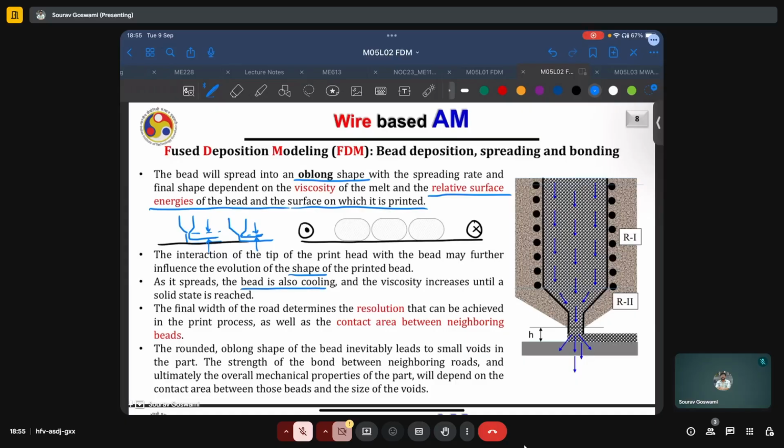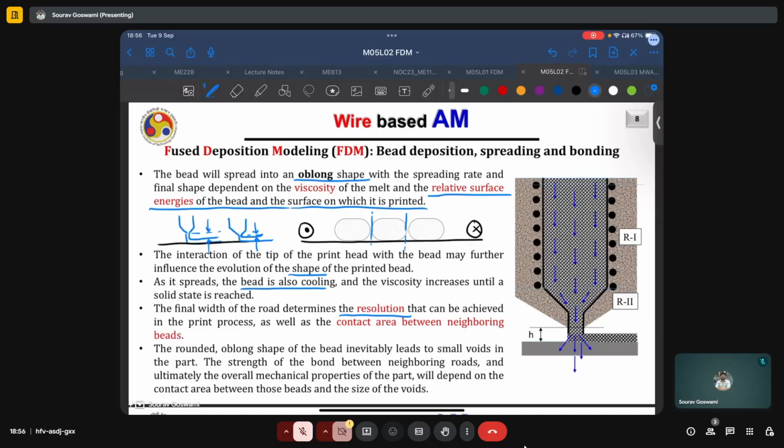The final width of the rod determines the resolution that can be achieved in the print process, because typically your minimum resolution is actually the width of this single deposited bead. You cannot print any features smaller than this unless you also incorporate, say, a machining step.